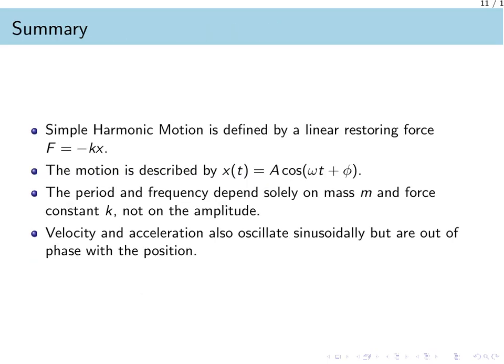To summarize, simple harmonic motion is driven by a linear restoring force defined by Hooke's law, where force equals negative k times x. The motion is mathematically described by a cosine function involving amplitude, angular frequency, and a phase constant. A key takeaway is that the period and frequency of the oscillation are determined solely by the mass and the force constant of the spring. They do not change if you increase or decrease the amplitude.